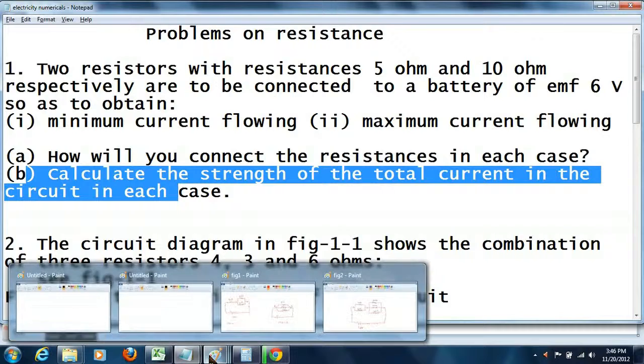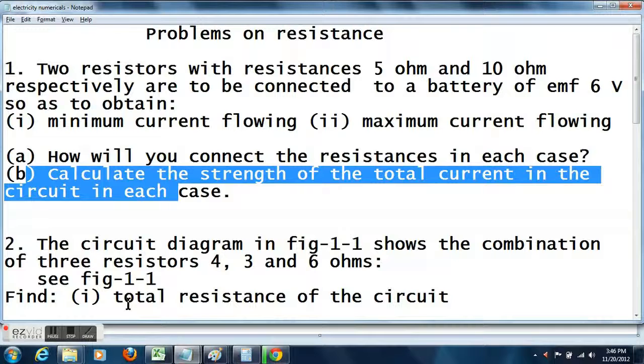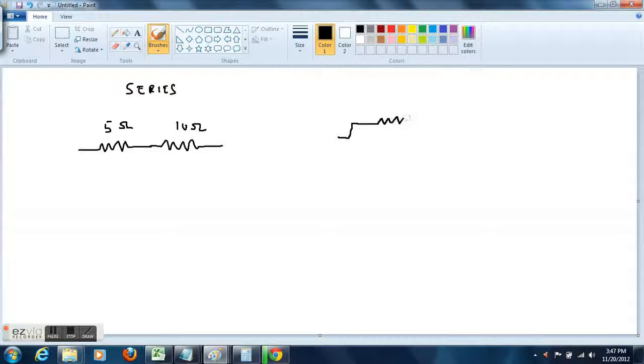Okay, let us first of all find out what the problem is. First, draw the diagram, because drawing a diagram is most important. Here I have one 5 ohm and another 10 ohm resistance, and I need to combine them in two possible options. One is in series. When I connect in series, this is how it looks, and when I draw in parallel, this is how it looks.